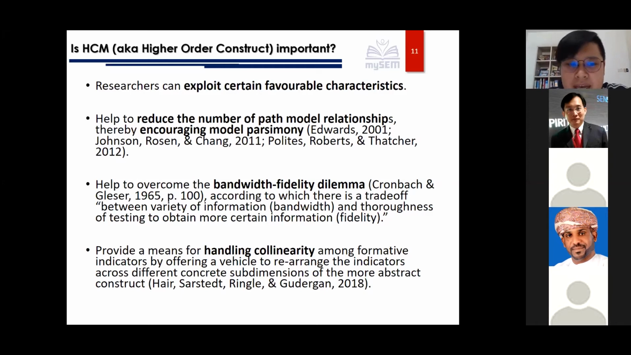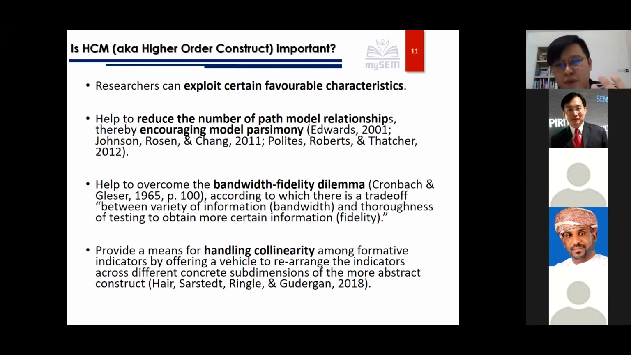The third point why second order is important is that it helps to overcome the bandwidth-fidelity dilemma. According to this, there's a trade-off between variety of information and thoroughness of testing to obtain more certain information. Sometimes there's a trade-off between bandwidth and fidelity. Why? When you don't test a second order construct and you test at the dimension level, you could have a variety of information. For example, I use the concept of engagement. Engagement comes from the HR field, employee engagement. When we talk about employee engagement, we have physical engagement, emotional engagement, and cognitive engagement. And these are called variety of information, bandwidth, right?